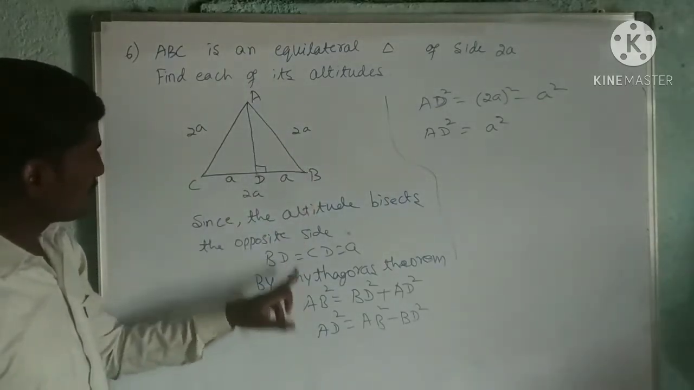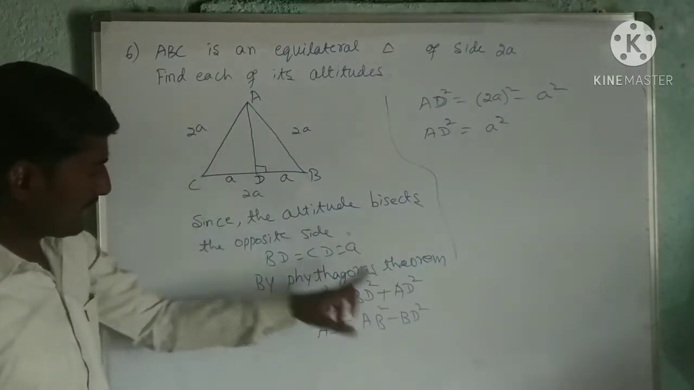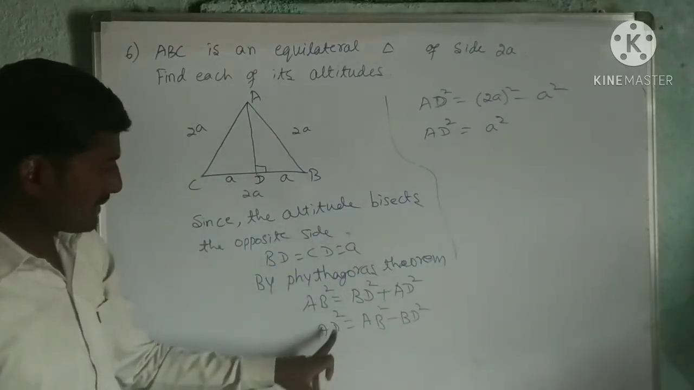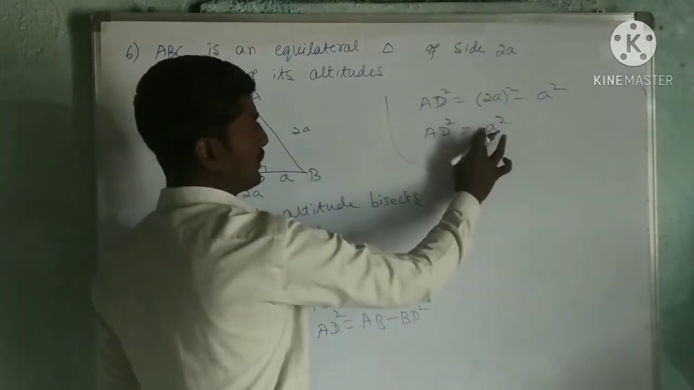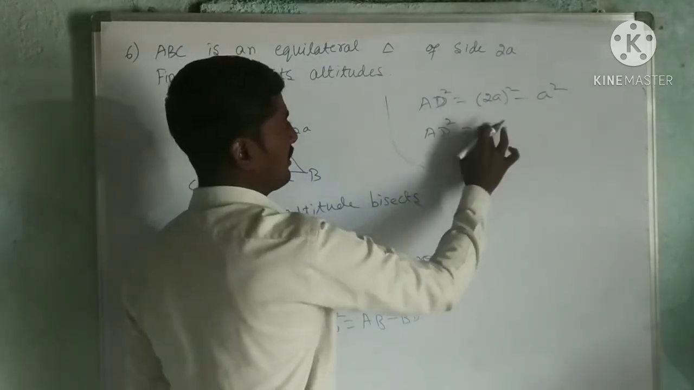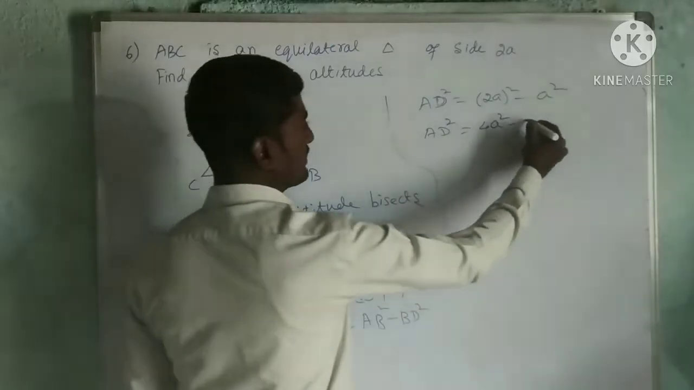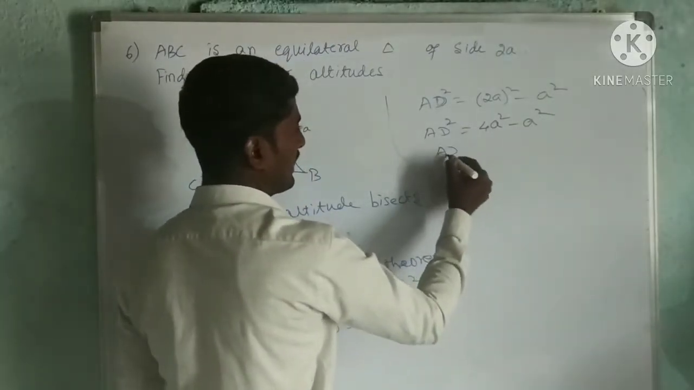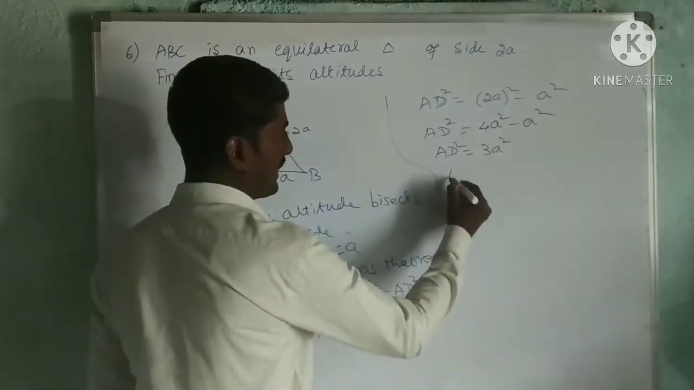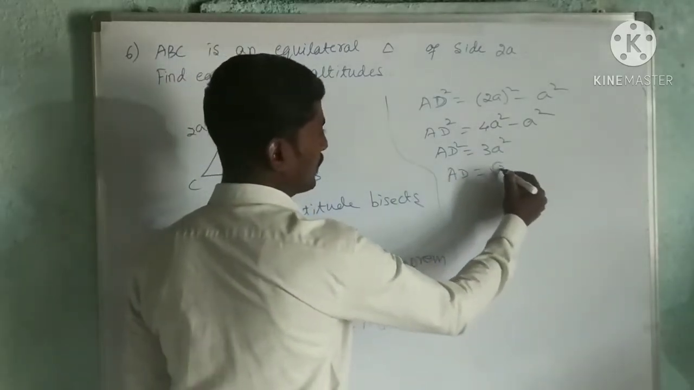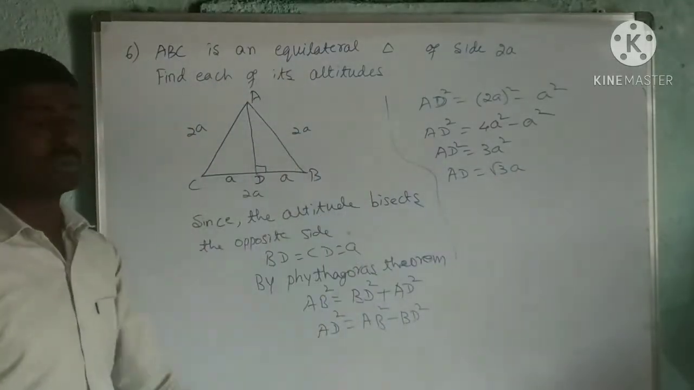AB square is equal to BD square plus AD square. I want AD square, so keep AD square as it is: AB square minus BD square. AB square is 2A square, which is 4A square, minus A square. Now AD square is equal to 3A square. Now AD is equal to root 3A. So here the altitude AD is root 3A.